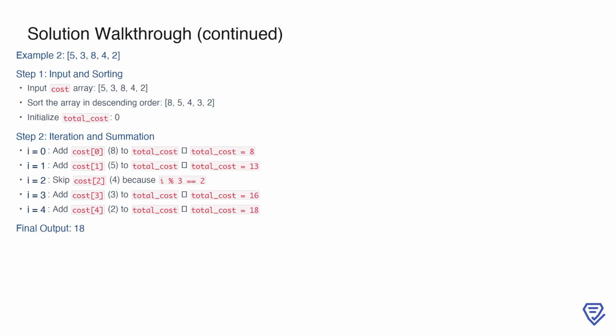In this example, the input candy cost array is 5, 3, 8, 4, 2.